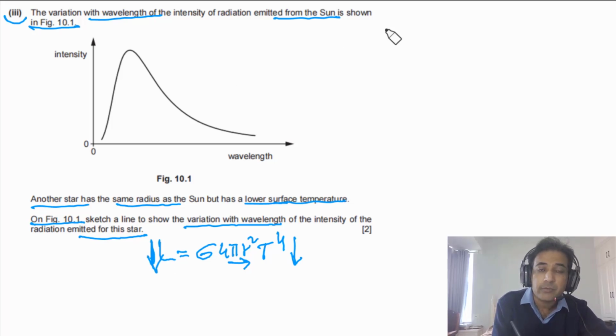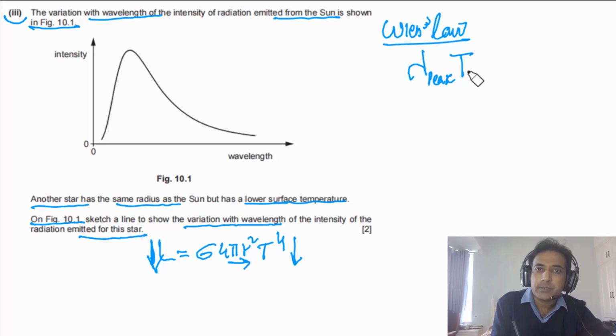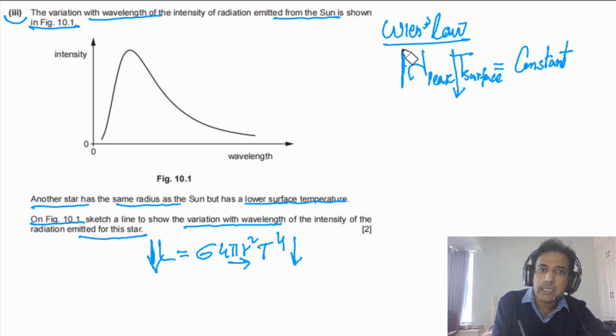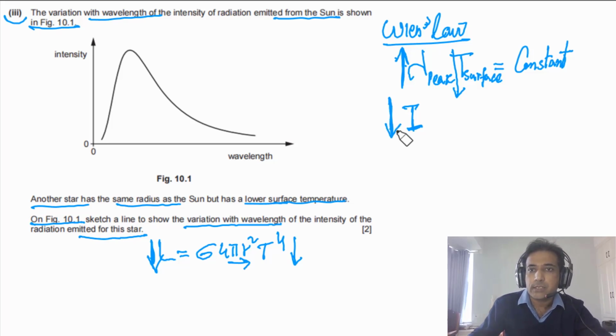Now we can determine the peak wavelength by Wien's displacement law. Wien's displacement law: lambda peak times surface temperature, so this is surface temperature, you have to be clear about this one, is equal to a constant. If surface temperature goes down, it means lambda peak is longer. As luminosity is lower, it means intensity is also lower. Now we need to sketch the curve.